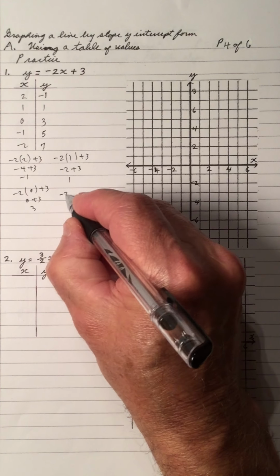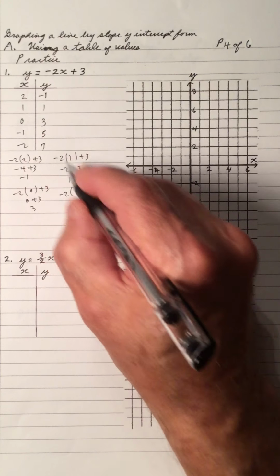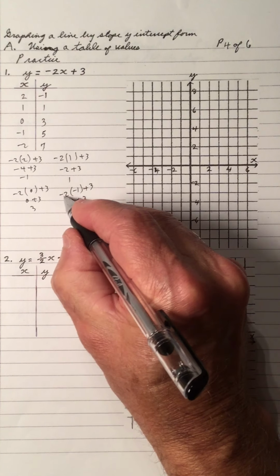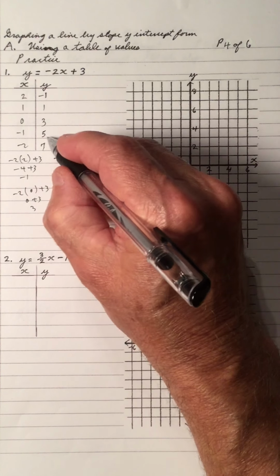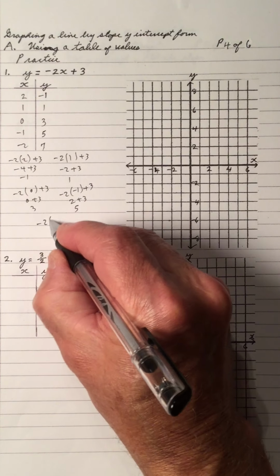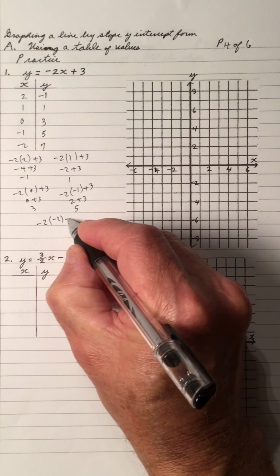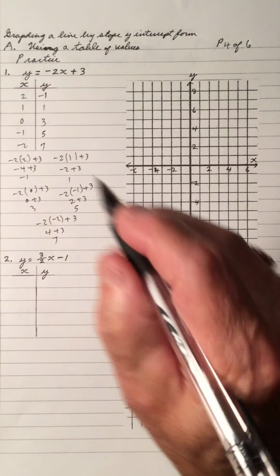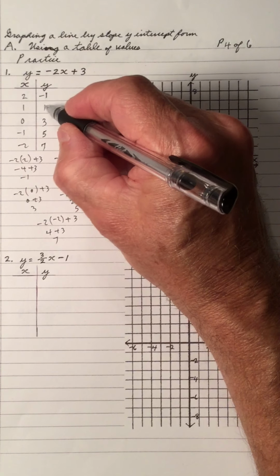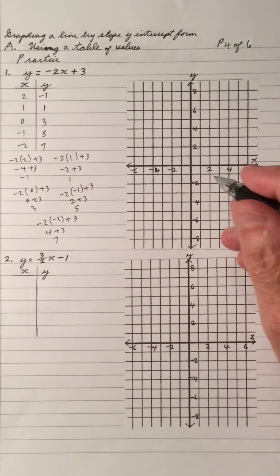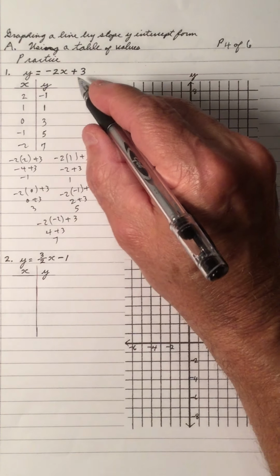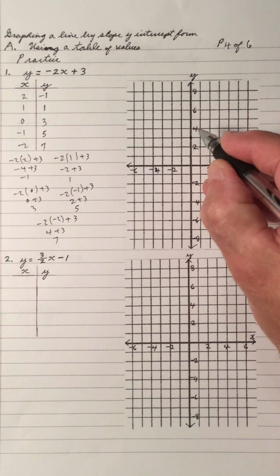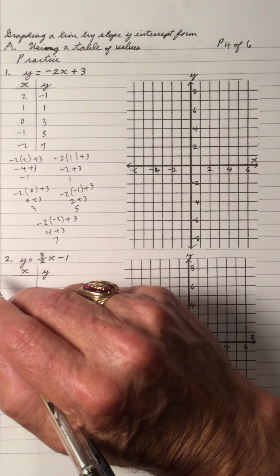But let's check it. x is negative 1: 1 plus 3, negative times negative is positive, gives you a 5. Perfect. And once you see the pattern, x is negative 2, y is 4 plus 3 gives you 7. Everything is great. So once you see a pattern and you're working it right, then everything is okay. And not only that, the y-intercept is 3. So when x is 0, I should have a 3.